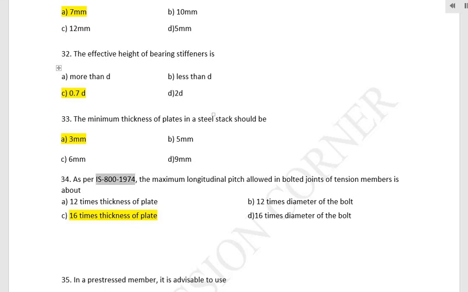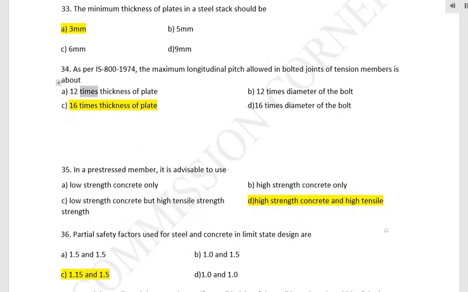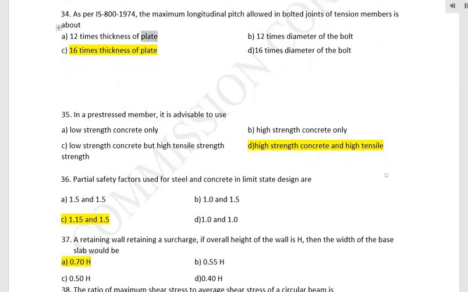34. As per IS 800-1974, the maximum longitudinal pitch allowed in bolted joints of tension members is about: A. 12 times thickness of plate. B. 12 times diameter of the bolt. C. 16 times thickness of plate. D. 16 times diameter of the bolt.